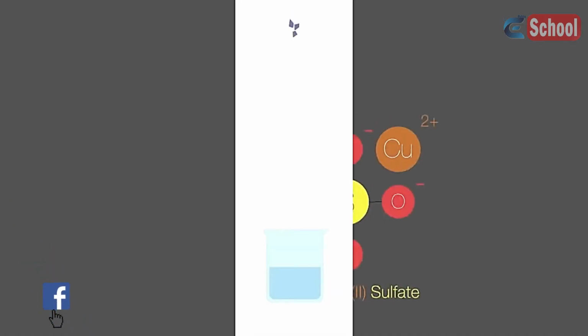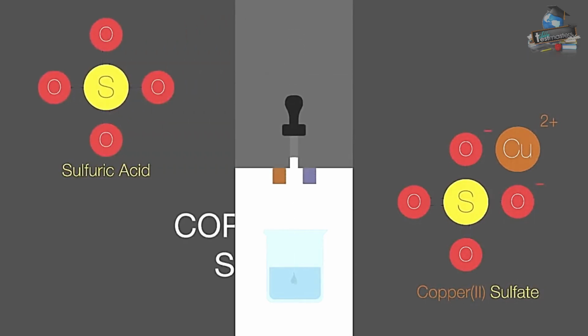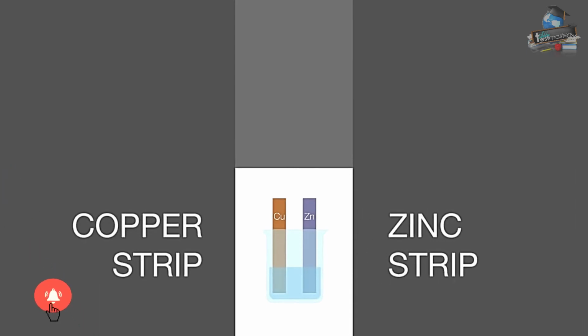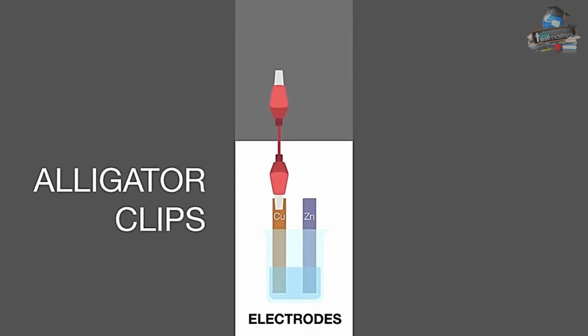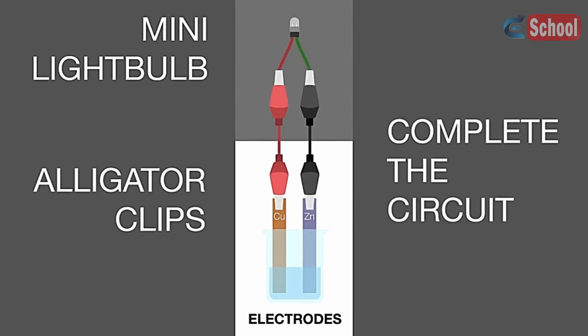We can dissolve copper(II) sulfate in water in a beaker. Add a few drops of sulfuric acid. Place a strip of copper and a strip of zinc into the solution. These will act as electrodes. Using 2 alligator clips, connect one strip to one end of the mini light bulb and another strip to the other end to complete the circuit.